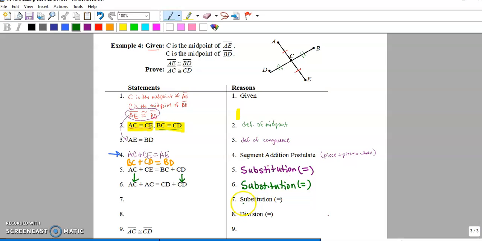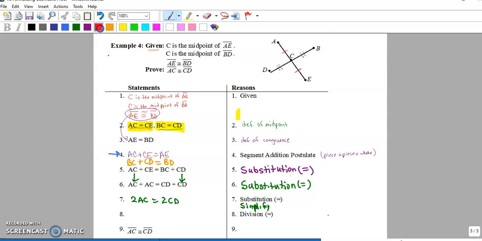Okay? Now, this one, sometimes you'll see substitution, or you might see simplify. AC plus AC is just 2AC. CD plus CD is 2CD. I'm just doing some simplifying. Some books will call that substitution. You're substituting a fact. Okay?